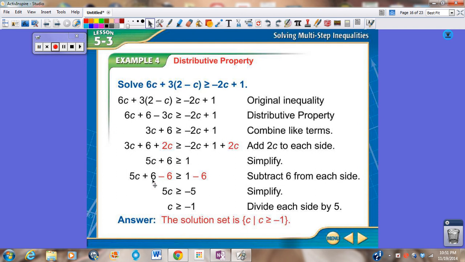Now, at this point, we want to move the 6 because we've already got the c's together. So since this is a plus 6, we're going to subtract 6. So we're going to subtract 6 from both sides, so you get 5c is greater than or equal to negative 5. Divide both sides by 5, so c is greater than or equal to negative 1. And there is your multi-step inequality.